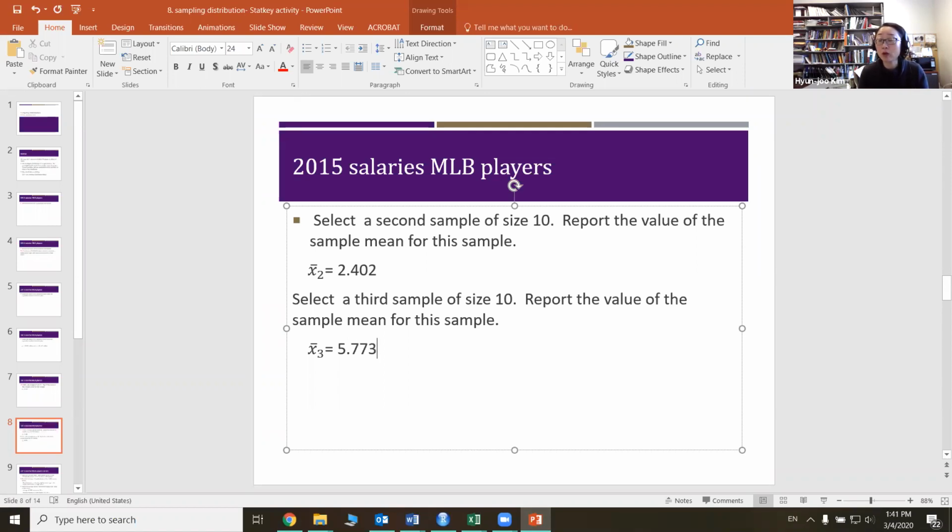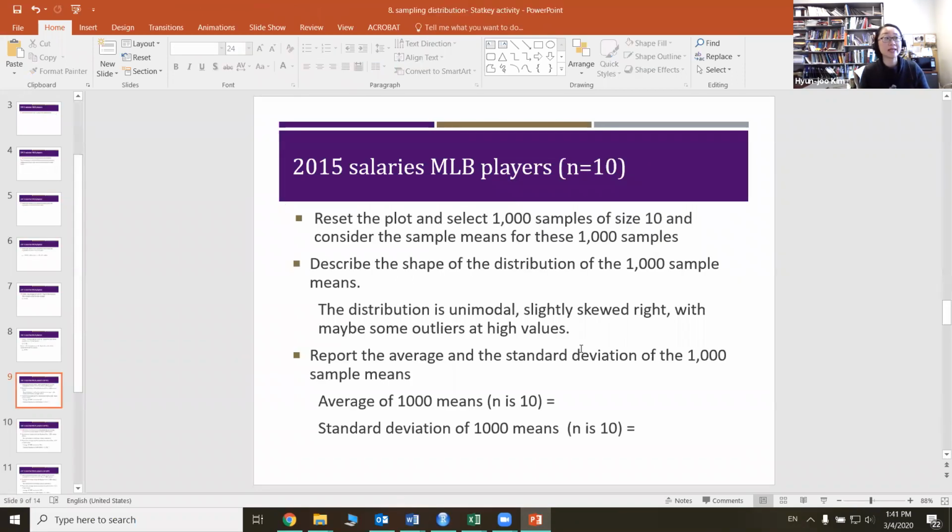If you actually take samples and find your mean values, your values are probably not the same as these, because it is actually your own random sample. But anyway, we got the idea of sampling here.